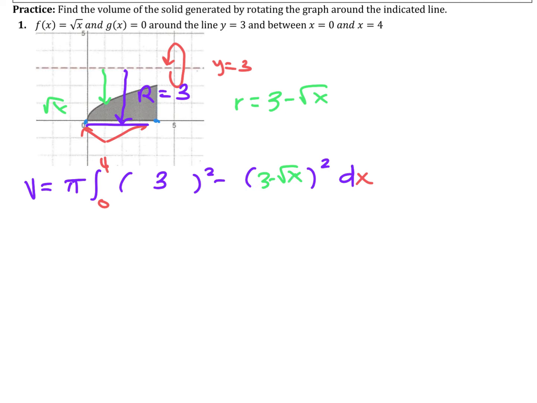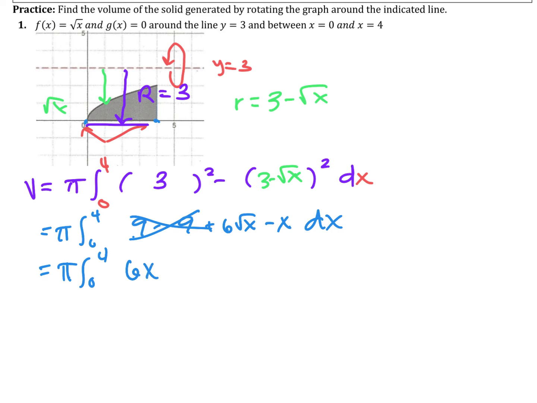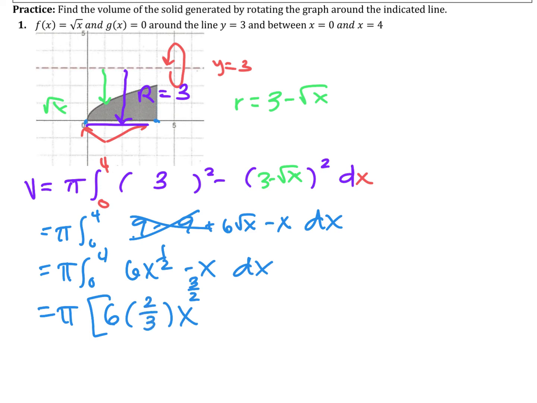Now, if we go ahead and simplify inside our integral, this is going to be 9 minus 9 plus 6 times the square root of x minus x dx. So the 9s are going to add to be 0. I'm going to rewrite this as 6 times x to the power of 1/2 so that it's easier to integrate using the power rule. So if I add 1, this becomes x to the power of 3 over 2, which means I need to multiply by the reciprocal, 2/3. And this is going to be x squared over 2, and we're evaluating from 0 to 4.